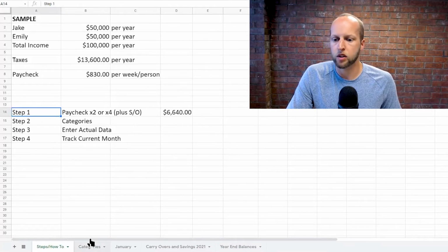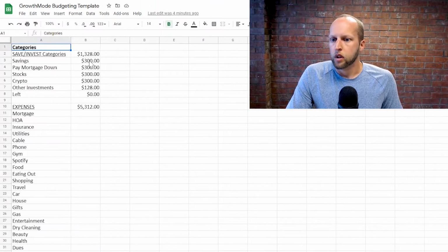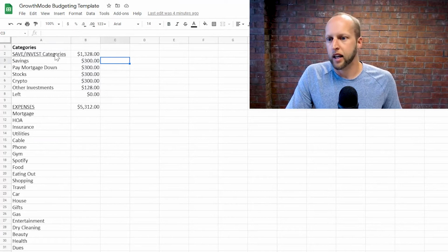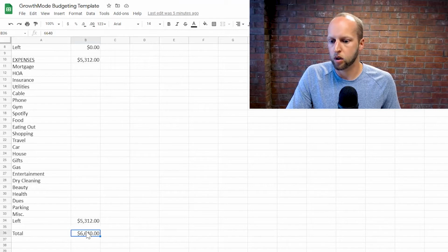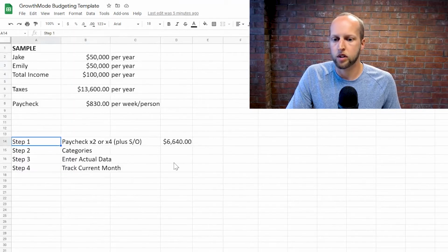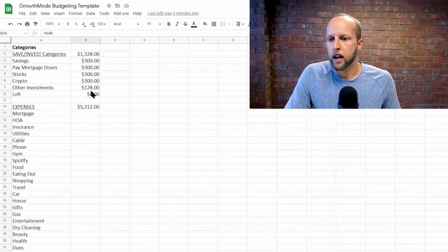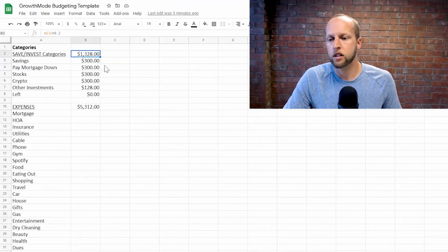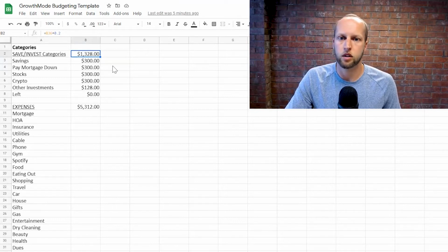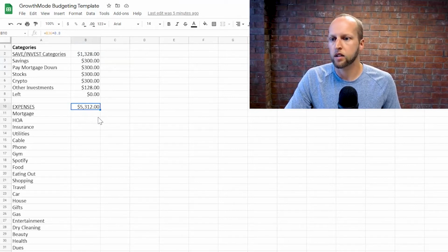All right, so let's move on to categories. So in terms of categories, I always like to start with the saving, investing categories first. And you can see I've filled in some of them for this example here. So you've got your total, and the way I arrived at this for this example is I took the total, which is the 6640, which is this number from sheet 1, and then I multiplied that by 20%. So we're saying, hey, we're going to work at saving and investing 20%. That gets you to $1,328 per month, and that leaves 80% for expenses here.